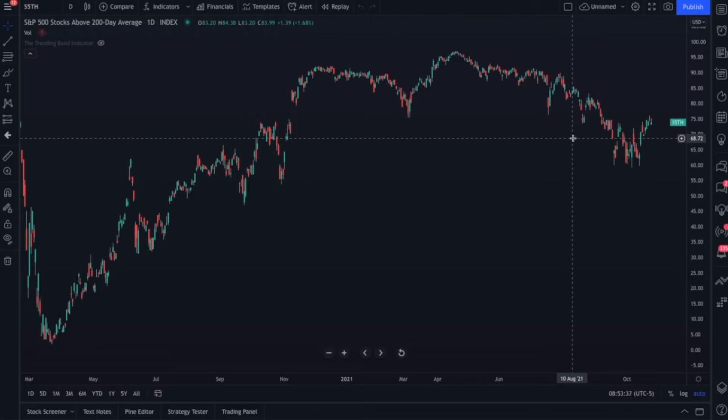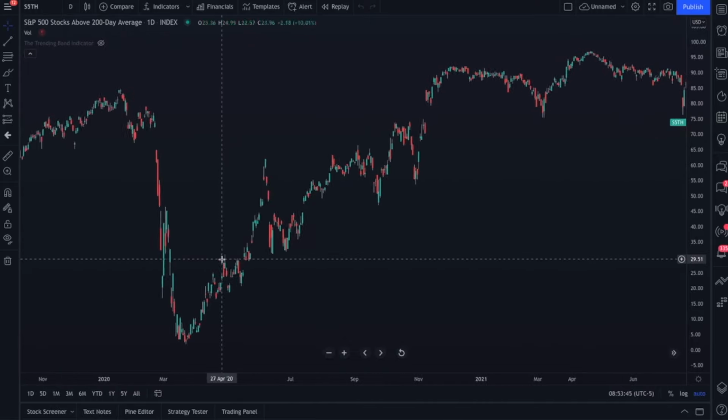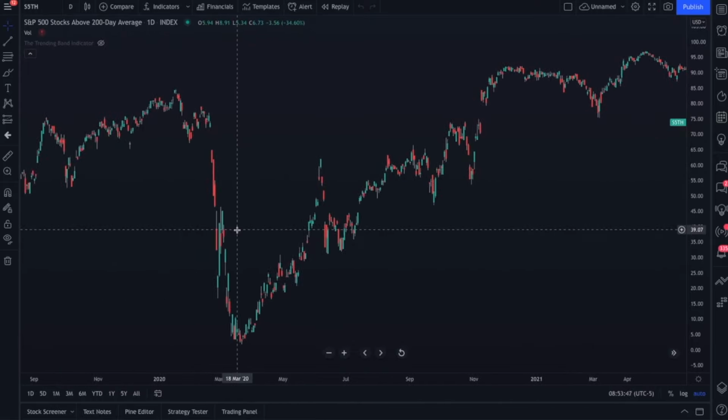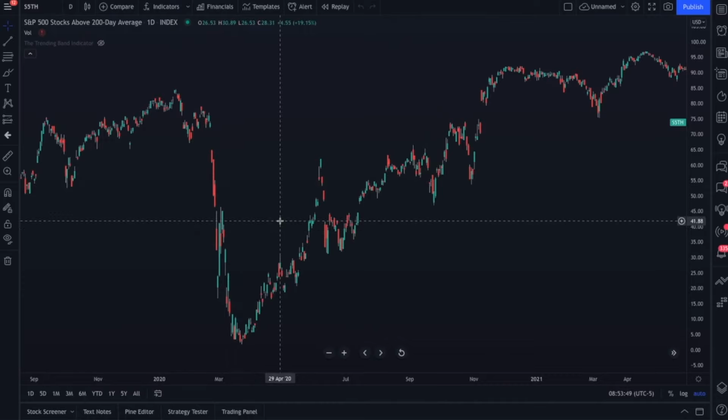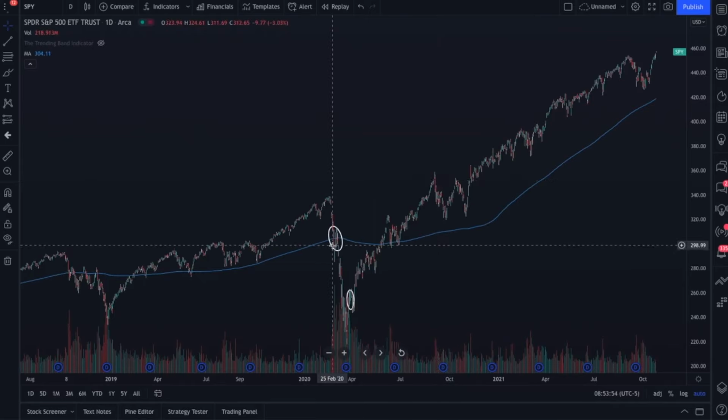The more stocks, the higher the percentage of stocks above that line, the more bullish the overall market and the more money we can make. And so with that, this actually gives us an indication of when the market will start to crash. Why? Because it shows us when all the stocks in the market are starting to dip and come down.